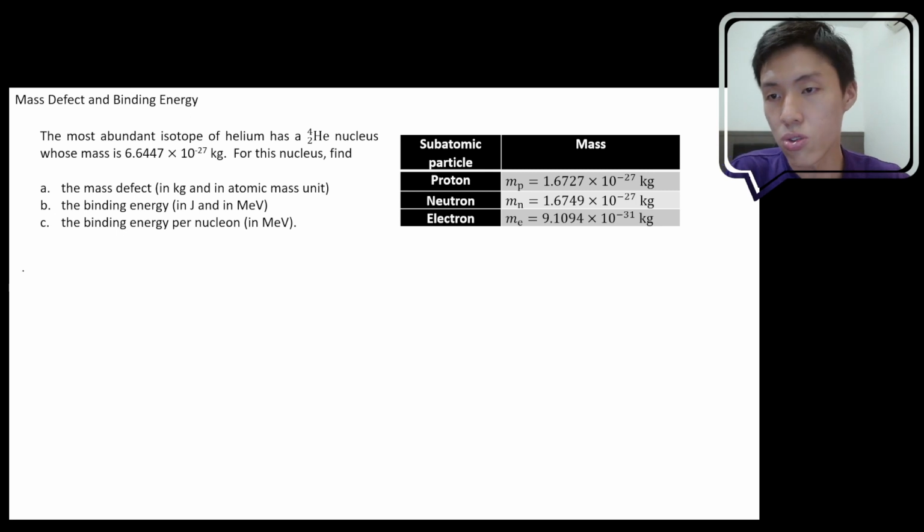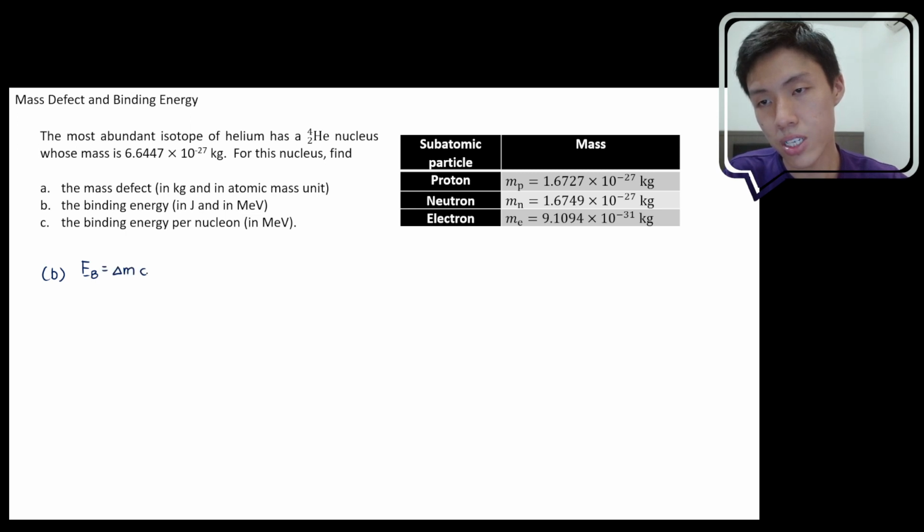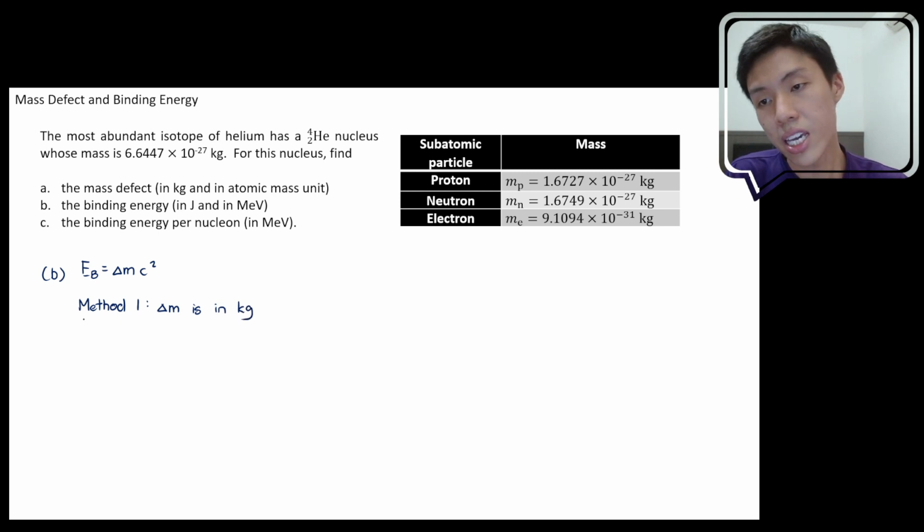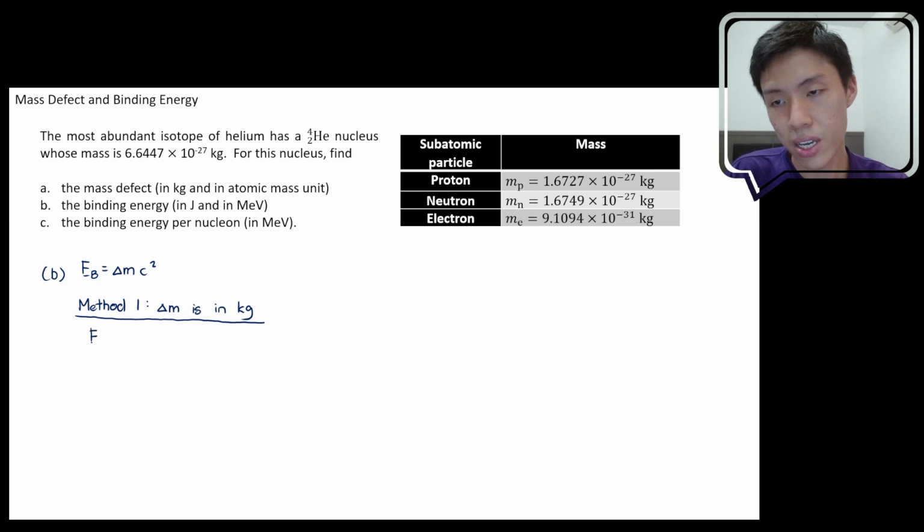Okay, so mass defect, we know that it's related to binding energy through this equation. EB is equal to mass defect multiplied by c square. But to use this equation, you have to be aware of what type of unit you have for your mass. So let's say in method 1, the mass defect that you have is in unit of kg. Then kg is an SI unit, right? So we are going to do it the standard way, substitute everything and get our energy in the unit of SI, which is joule.